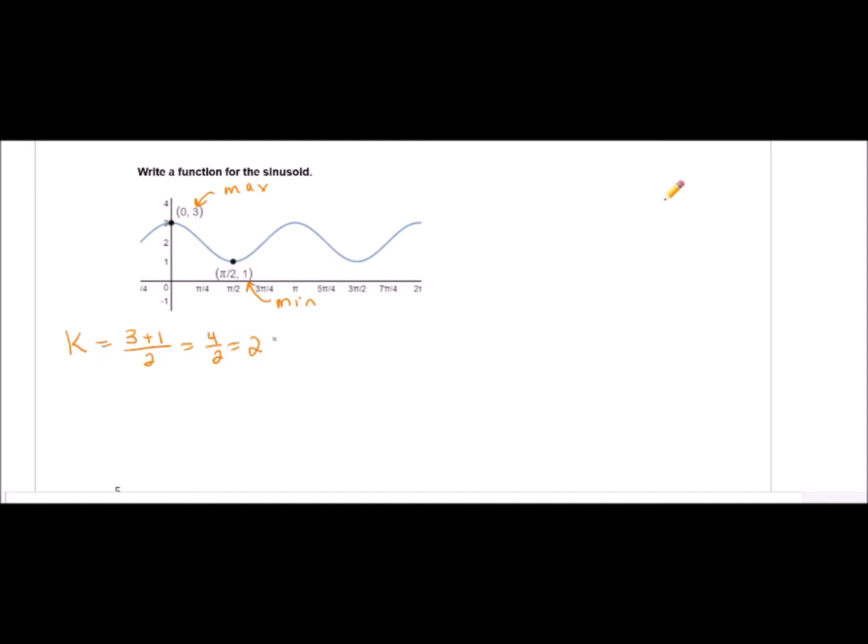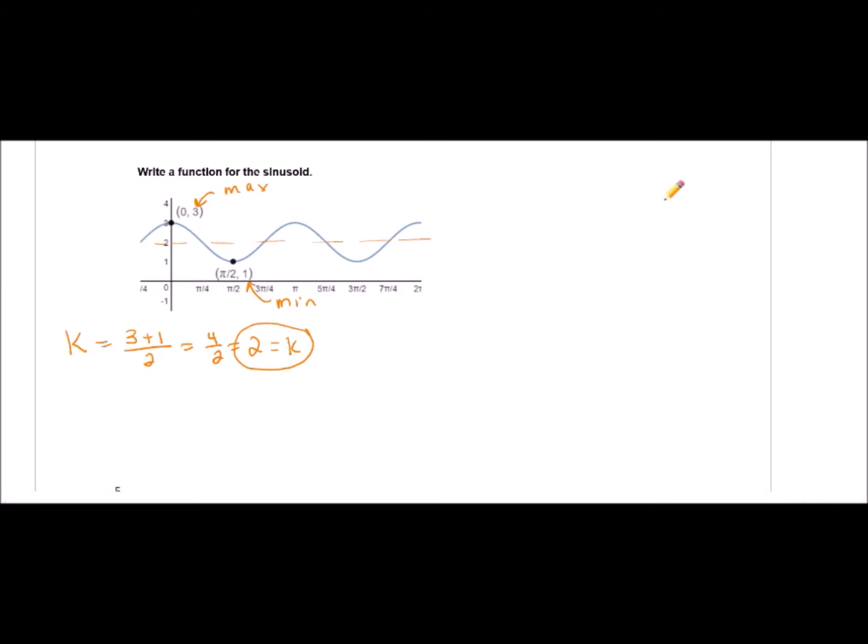Now, given that I can calculate a k equals 2, some of you can probably look at it and say, oh, that's the middle of the graph right there. I can see that the maximums and minimums are the same distance away from that line. That is perfectly okay. You do not have to use the formula to calculate k.